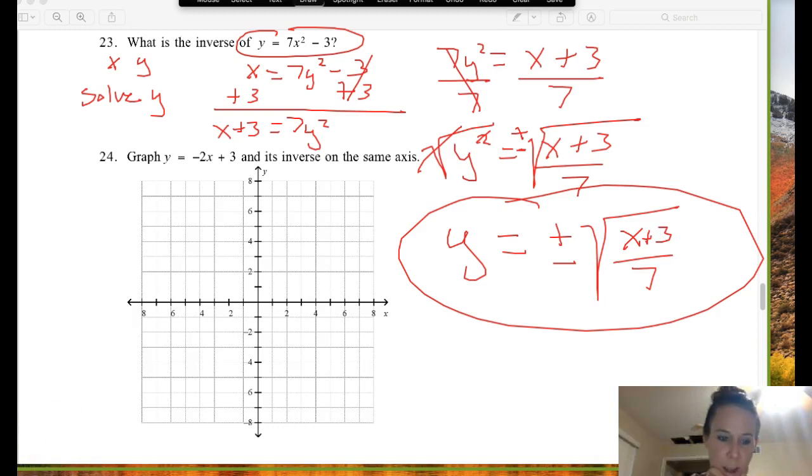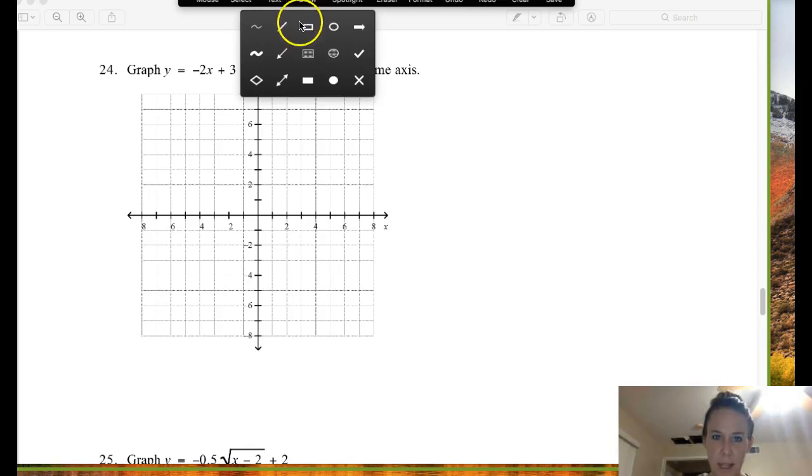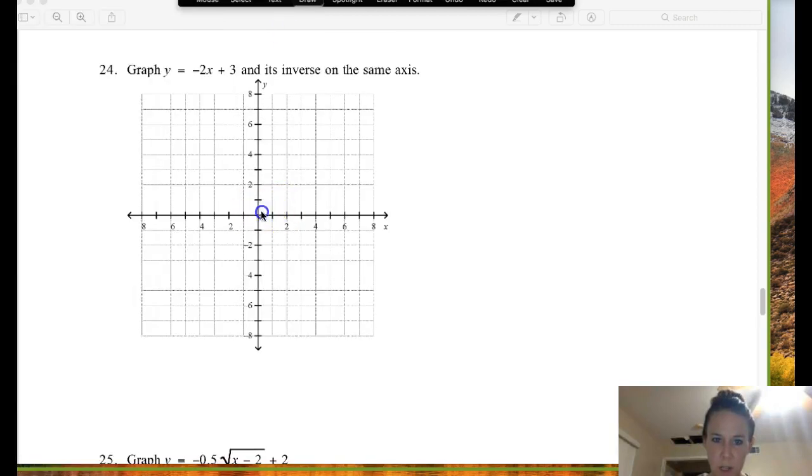All right, onto the graph. We want to graph this and its inverse on the same axis. So first let's find its inverse. And remember, inverse functions, no matter what they look like, if you can somehow graph the function, the inverse function is always a reflection across the line y equals x, this line right here.